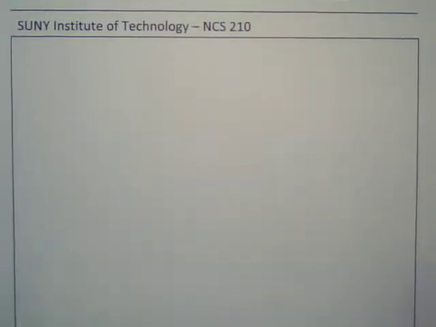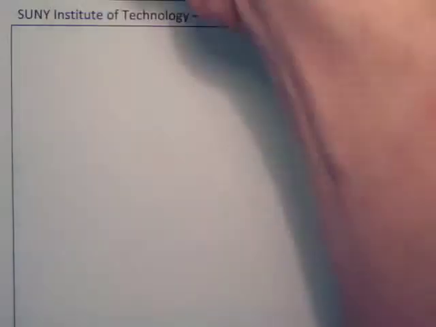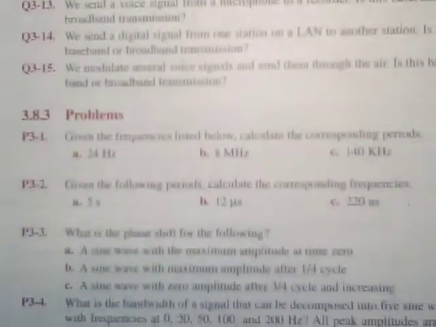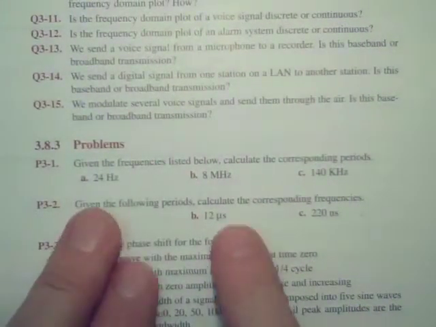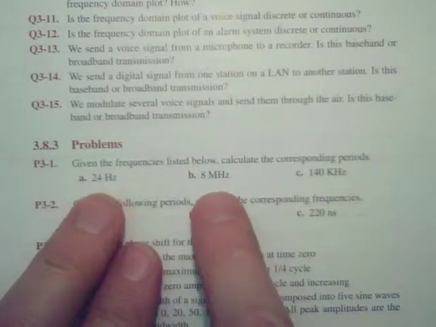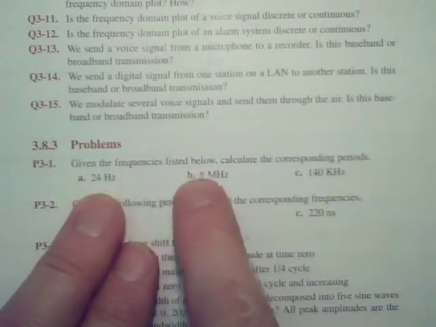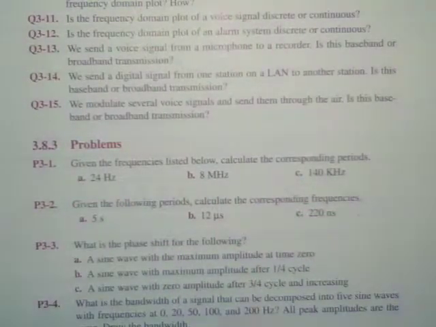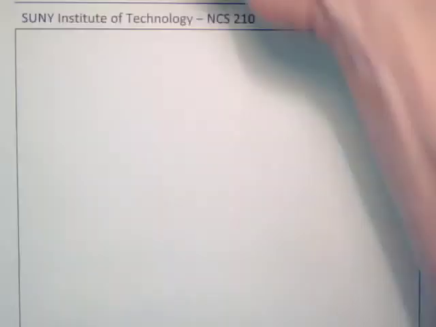Okay, this is John Marsh, and I'm here to do example problems from homework number 1 in NCS 210 in the fall of 2013. And the first problem on homework 1 is problem 3.1 in the text, asking you to convert frequencies into periods, basically giving you the frequency and asking you for the period. And you'll see that we have hertz, megahertz, kilohertz, so we have to do some conversions here.